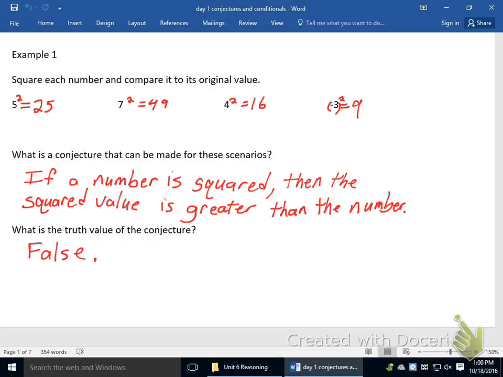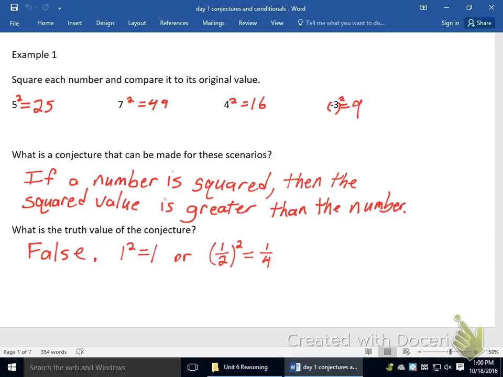So here's my counterexample. 1 squared is equal to 1. Or perhaps I could have even used that 1/2 squared is equal to 1/4, where 1/4 is less than 1/2. So those would be my counterexamples. I actually provided 2. I only need to provide 1 counterexample in order to prove the statement to be false.